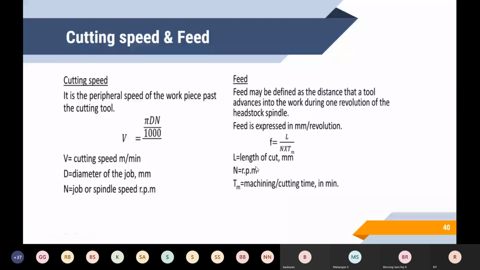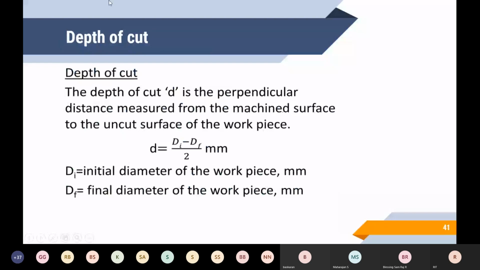Depth of cut is another input parameter. Depth of cut is the perpendicular distance measured from the machined surface to the uncut surface of the workpiece. That is, D is equal to (di minus df) divided by 2: the initial diameter of the workpiece minus the final diameter of the workpiece, divided by 2. So we can get the depth of cut.